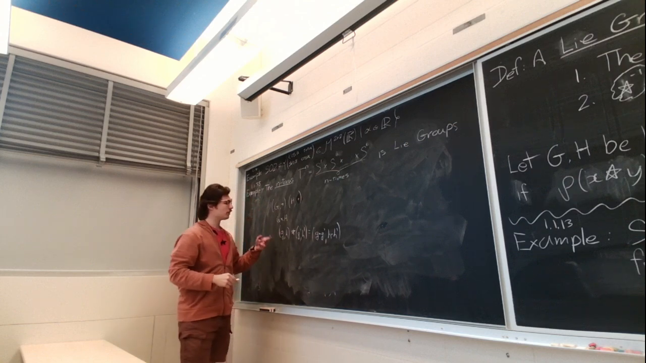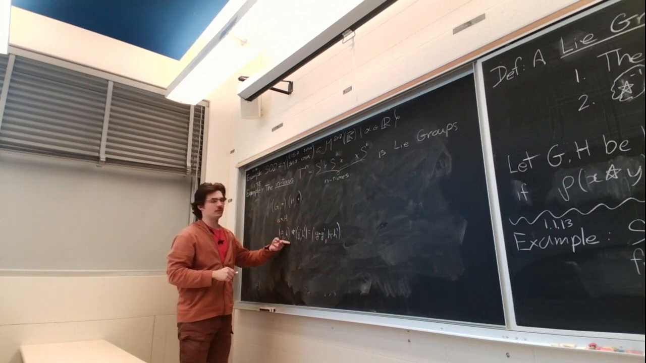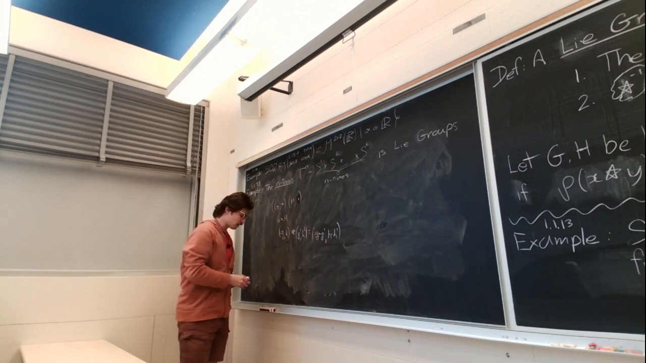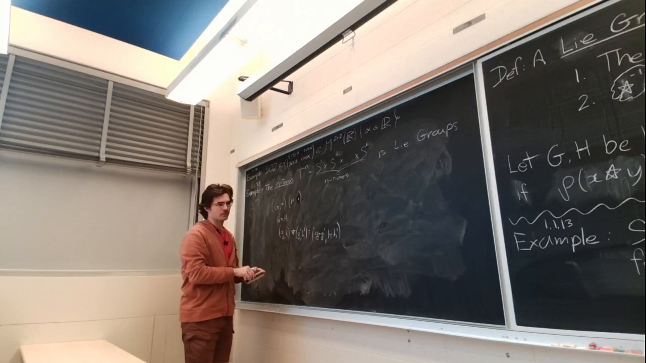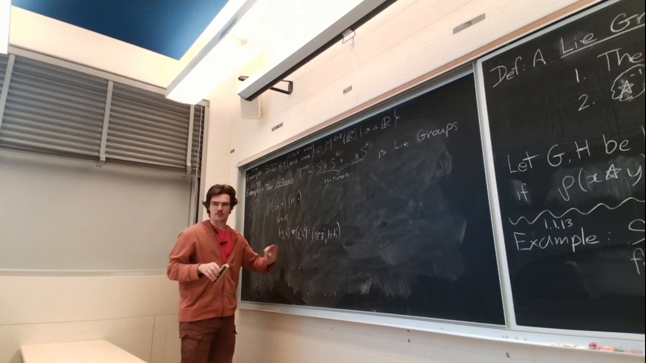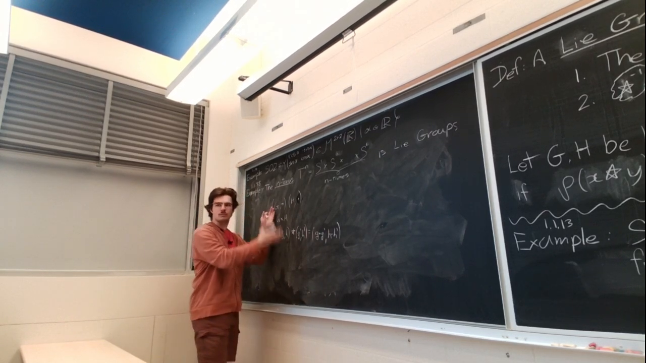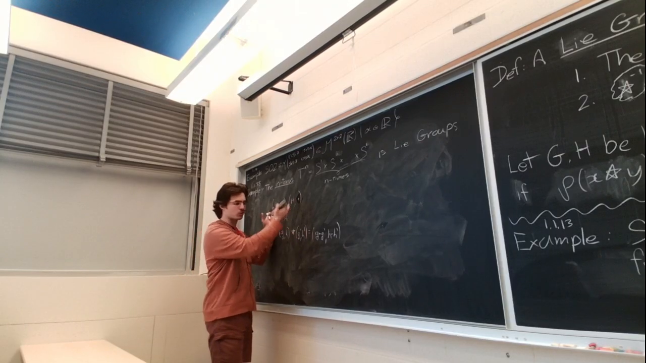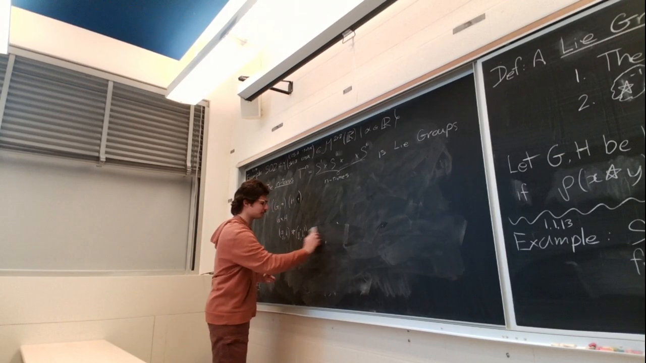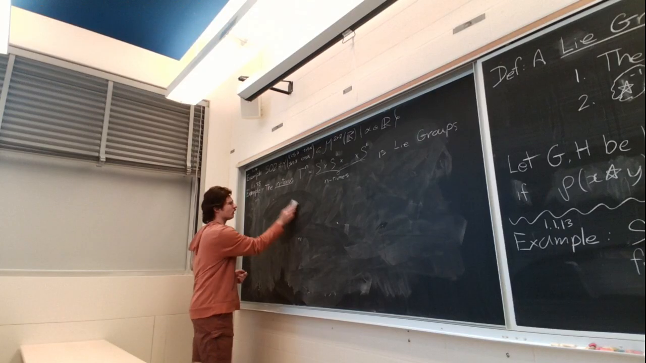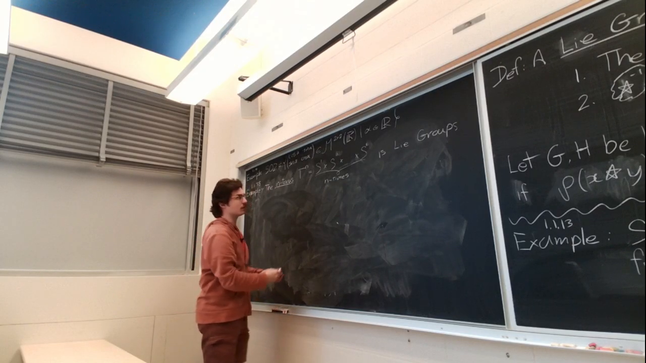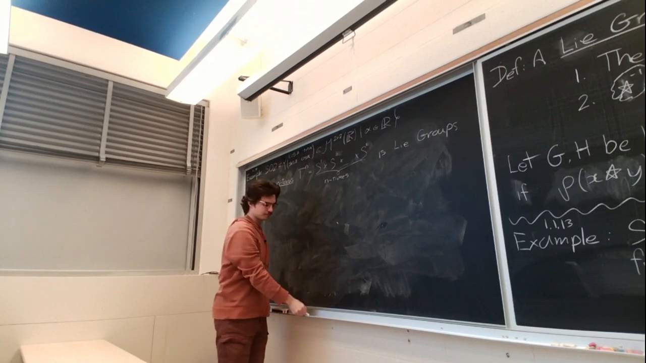So when people write something like this, they immediately think of coordinate-wise addition or coordinate-wise multiplication. In principle you could do this in some other clever ways, but a product of groups is defined to be a group with this operation.